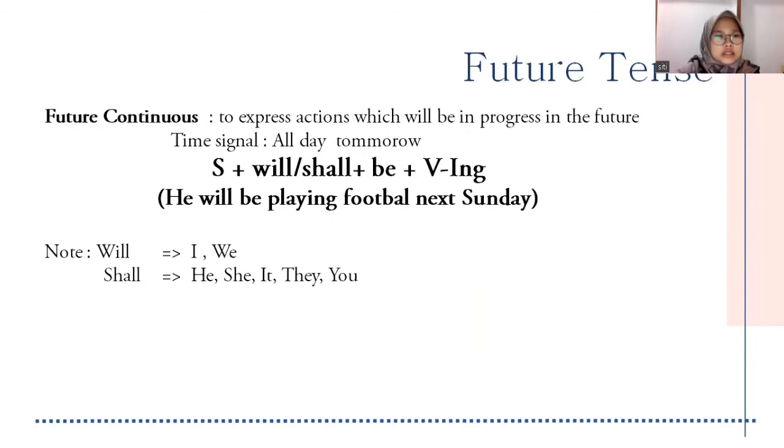And the second is future continuous. Future continuous is used to express an action which will be in progress in the future. The time signal is all day tomorrow. The form is subject, will or shall, be, and verb in. For example, he will be playing football next Sunday. And the rule is still the same.